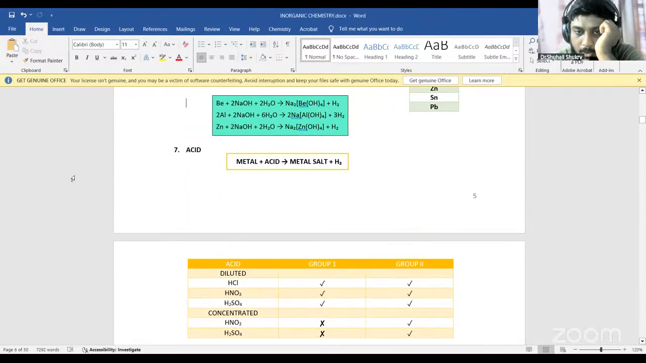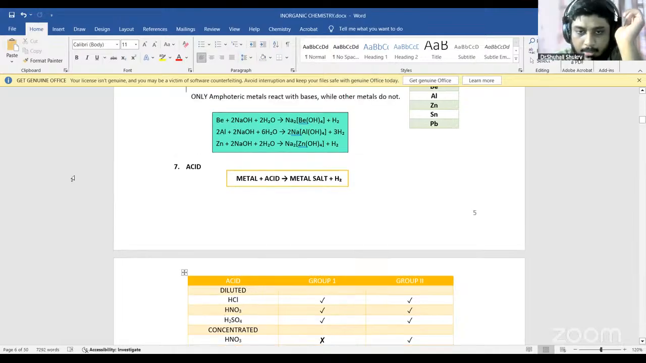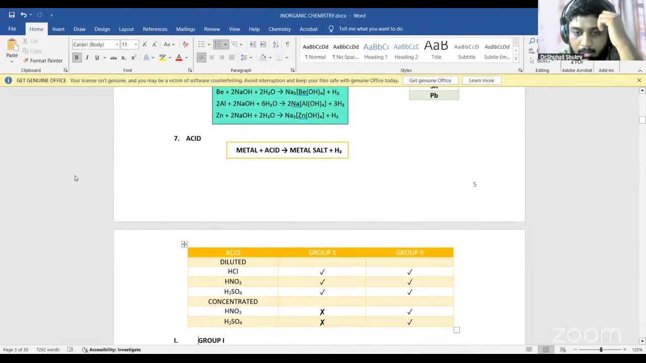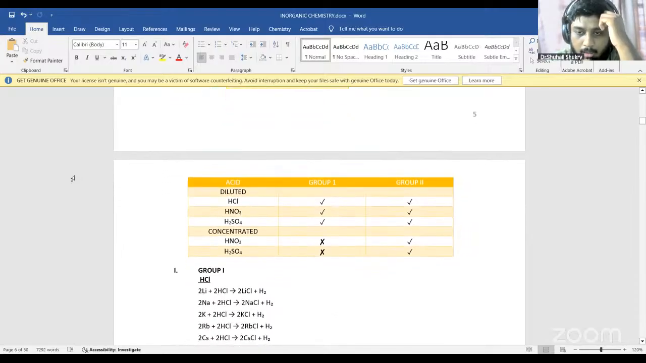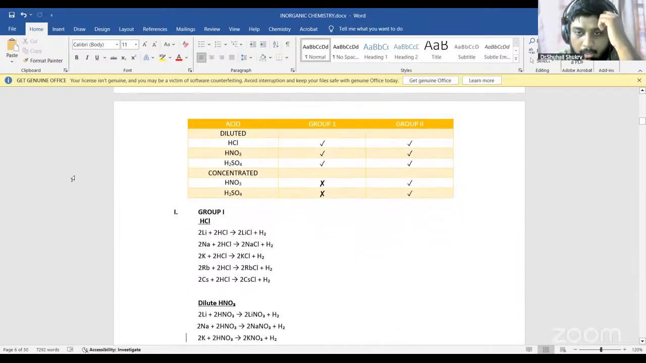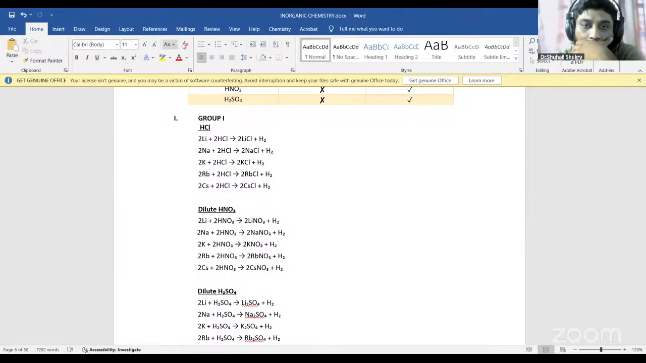Sure. Good. Now, normally all metals react with acids. Now lithium, when it reacts with this, will produce lithium chloride and hydrogen. So all the metals produce their salt and hydrogen. For example, lithium with HCl gives lithium chloride and hydrogen. Lithium with HNO3 gives lithium nitrate and hydrogen. Lithium with H2SO4 gives lithium sulfate and hydrogen.